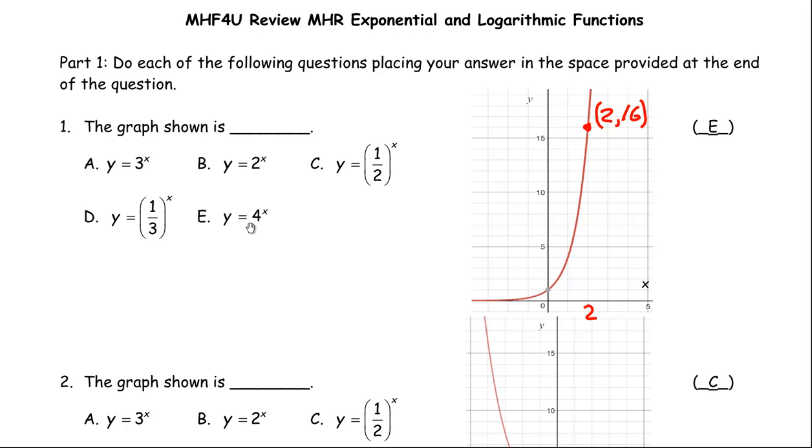And it's actually the E one here, because 4 raised to the power 2 gives you 16. So that's why E is the correct answer. If I put 2 in there in place of x, 3 squared would only be 9, or 2 to the power of 2 would only be 4. So this is the only one that actually contains that point. So it would be the E function, y equals 4 to the power of x.